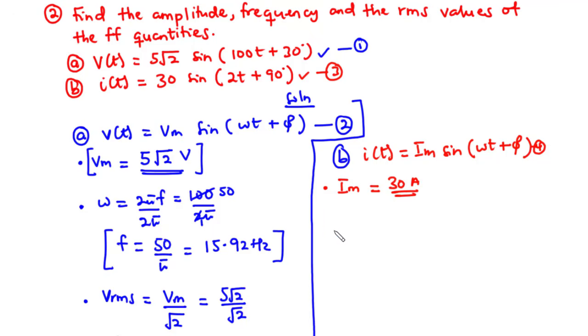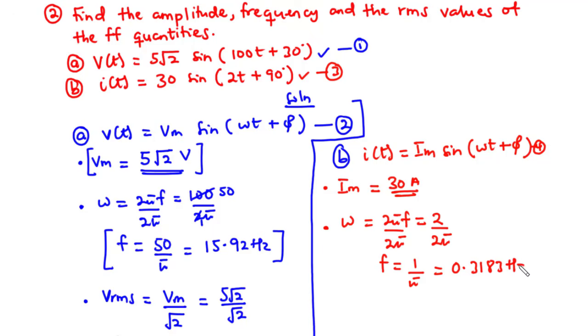Now to the frequency. So to find the frequency, we know that omega is equal to 2 pi f, and that is equal to 2. So to find the value of f, we simply divide by 2 pi, and then we have f equals 1 over pi, which is equal to 0.3183 Hz.